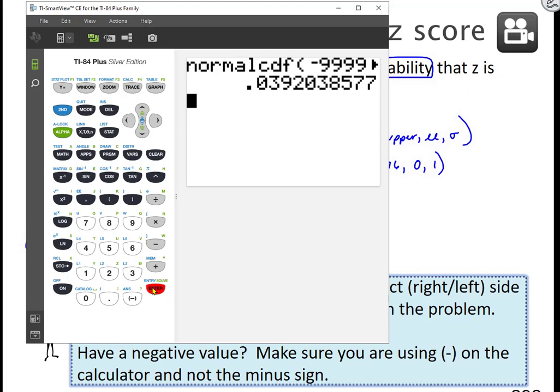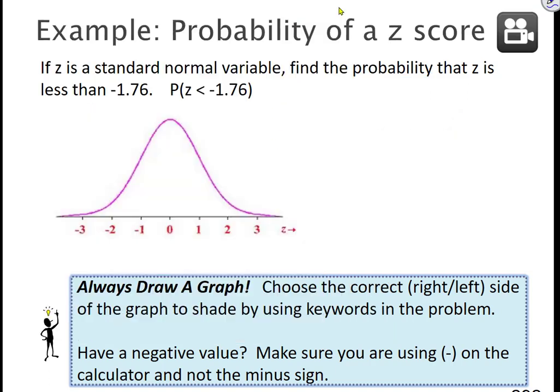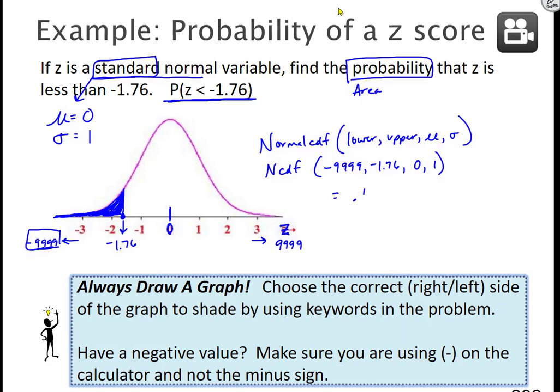Almost all of these probabilities will be rounded to 4 decimal places. So 0.0392, no rounding there, gives us our decimal. And I want to point out, we mentioned it earlier, that the whole graph, in this case it's not a rectangle, but the whole normal curve equals an area of 1. So if you've only shaded a tiny bit, then you should have a tiny area. The more you shade, the closer your area will be to 1.